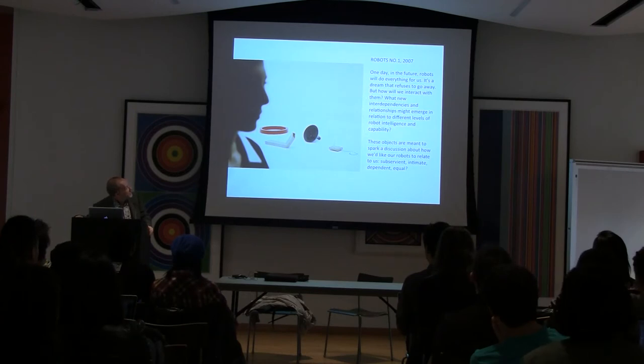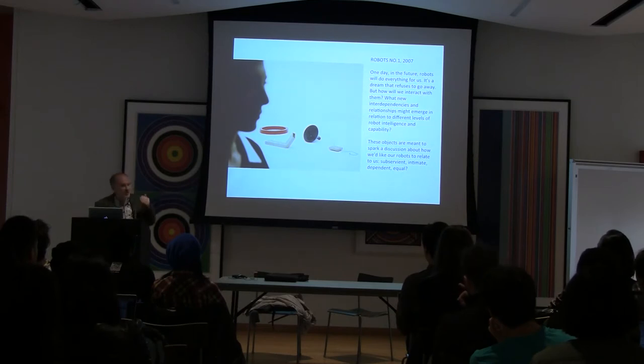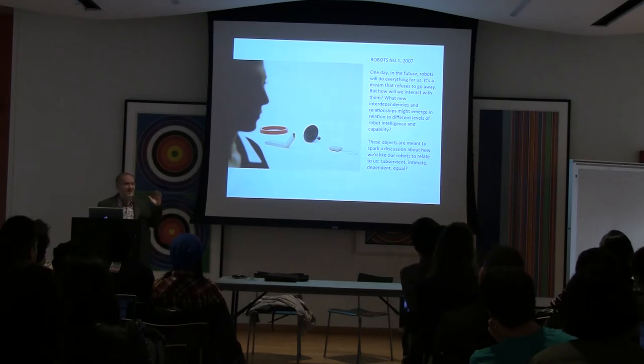It's a dream that refuses to go away, but how will we interact with them? What new interdependencies and relationships will emerge in relation to different levels of robots' intelligence? So this collection is... traditionally, from the functional point of view, robots are supposed just to do things for us. Basically be invisible, the same way as a refrigerator works or the heating in our building just heats us and we don't even want to think about it.